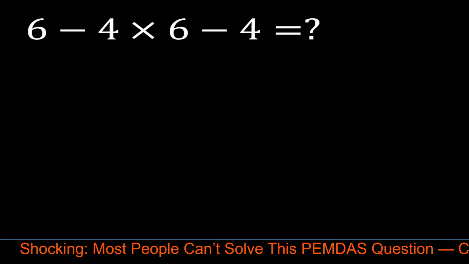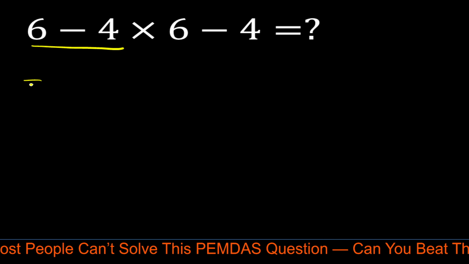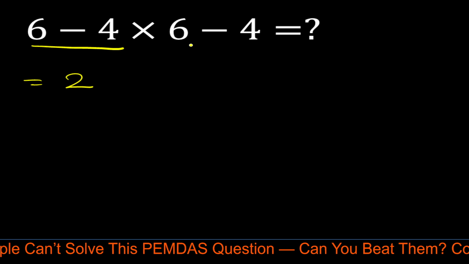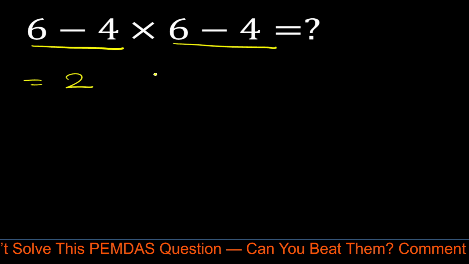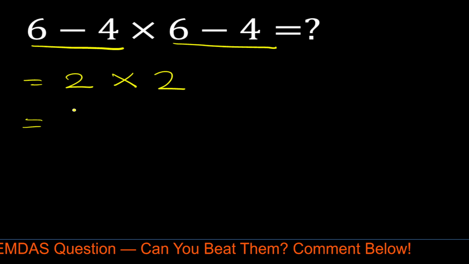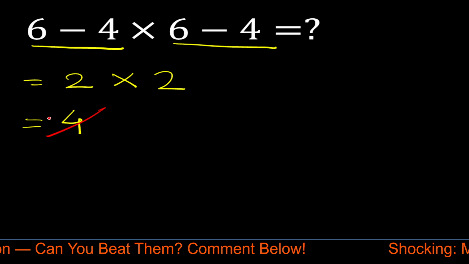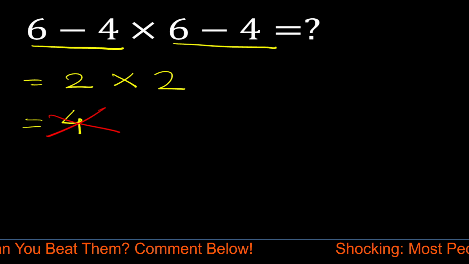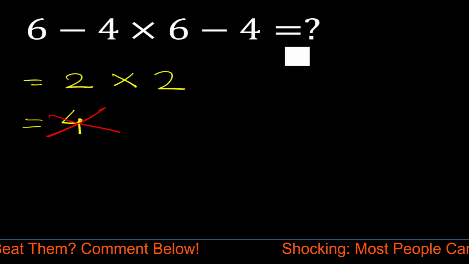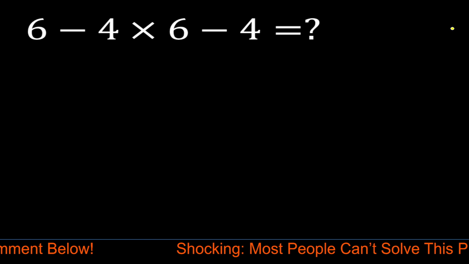So most people solve this question like 6 minus 4 is equal to 2, right? Then again 6 minus 4 is equal to also 2. Now 2 times 2 is equal to 4, right? But this answer is not correct. This answer is completely wrong. So now let's solve this problem correctly by using the PEMDAS rule, right?